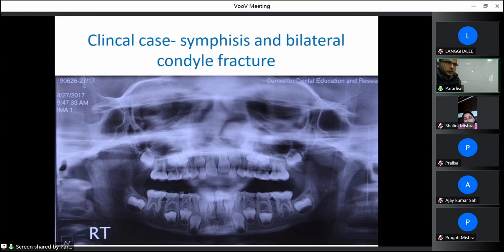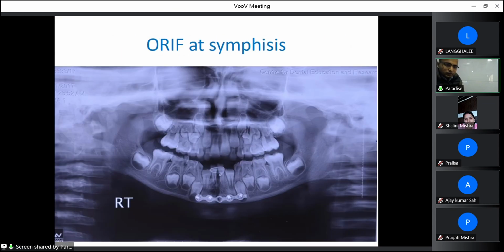Bone deposition will take place on the labial surface, resorption will take place on the lingual surface, and later the plate will enter into the soft tissue. Also, it may hamper the growth of the mandible. So you have to do a second surgery and remove the plate.